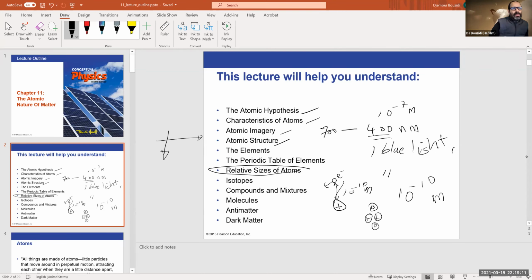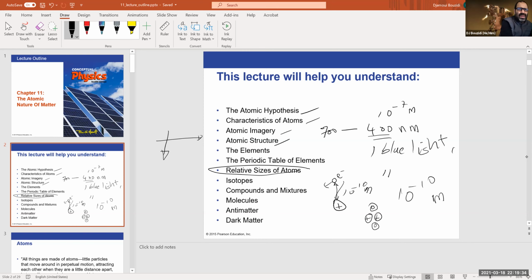Isotopes are elements that have the same number of protons, namely electrons, because electrons and protons have to match one another for the atom to be neutral. But they may have different numbers of neutrons, which means that their mass is different, because the mass depends on how many particles you have in the nucleus, because the electrons are so tiny.